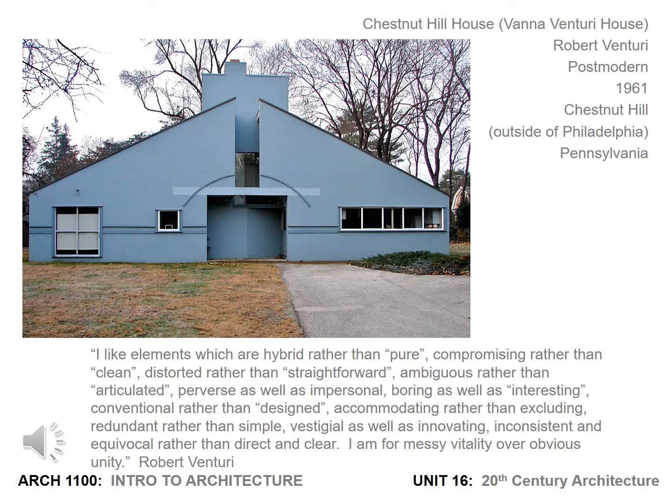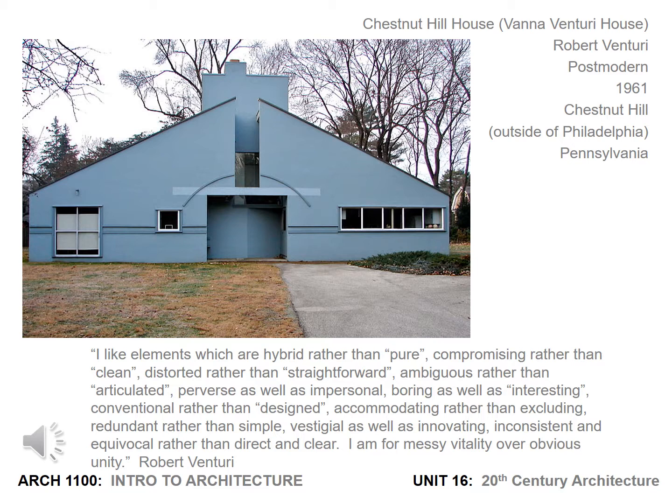In his quote he says, "I like elements which are hybrid rather than pure, compromising rather than clean, distorted rather than straightforward, ambiguous rather than articulated, perverse as well as impersonal, boring as well as interesting, conventional rather than designed, accommodating rather than excluding, redundant rather than simple, vestigial as well as invigorating, inconsistent and equivocal rather than direct and clear. I am for messy vitality over obvious unity."